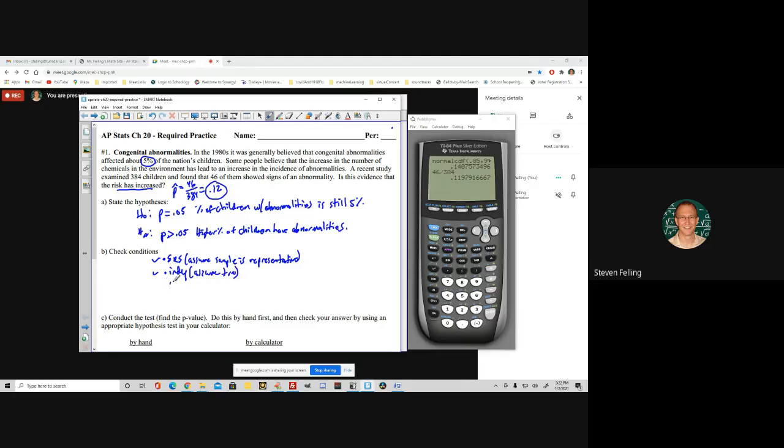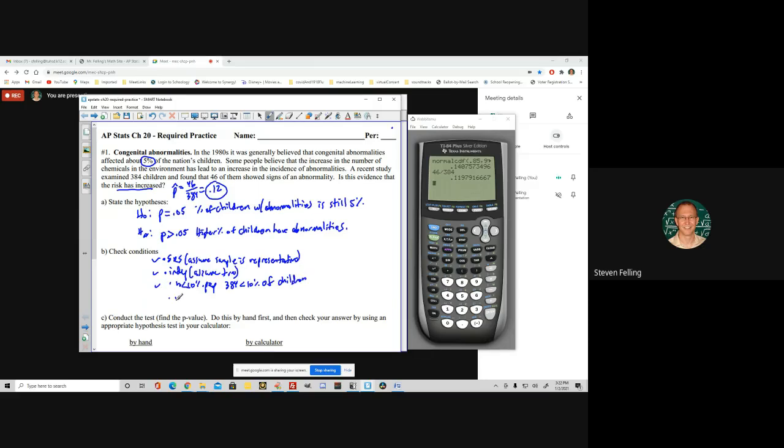Okay, then we have to have a sample that's not too big, so it has to be less than 10% of the population. What you should do here is write 384 is less than 10% of, and then identify what the population is, of children. 10% of children. That's definitely true.